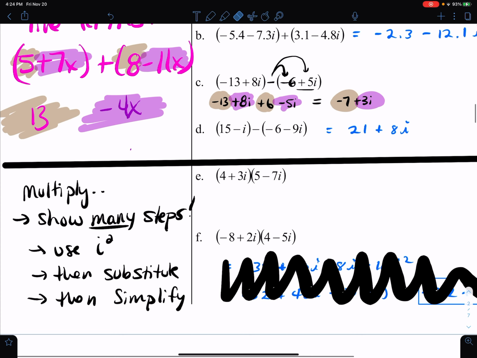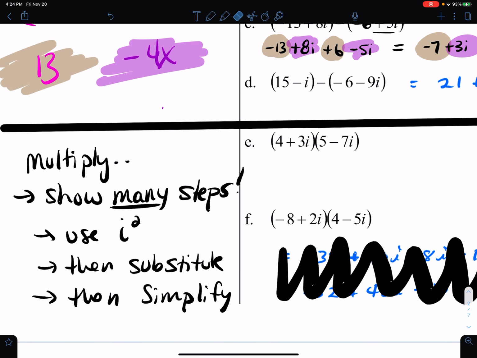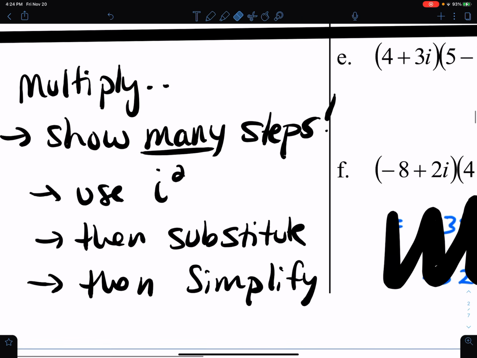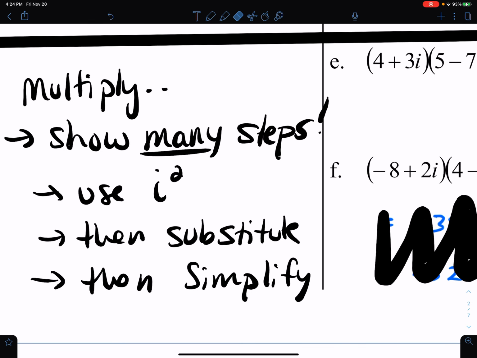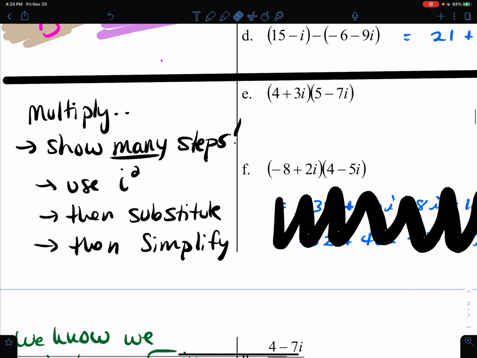The next operation is multiplication. And my biggest advice here is to show many steps, show a lot of steps. So you'll see what I mean. First, I want you to multiply and actually put i squared in your answer. Then rewrite your answer, substituting i squared with negative 1, and then finally simplify. So let's see how that looks.